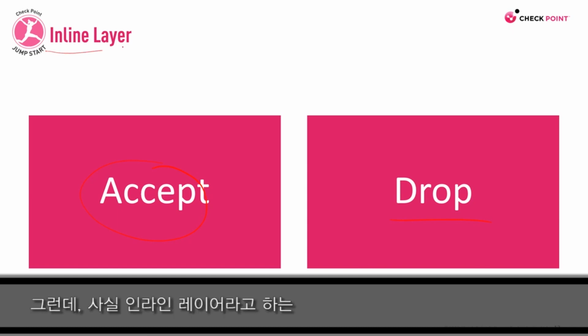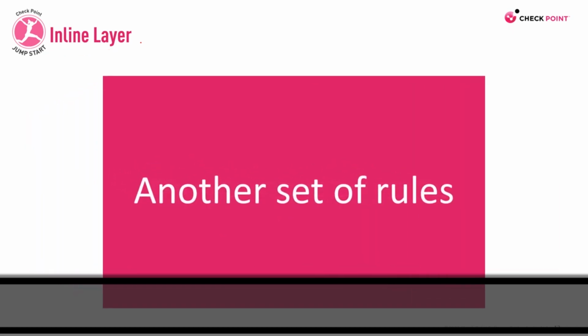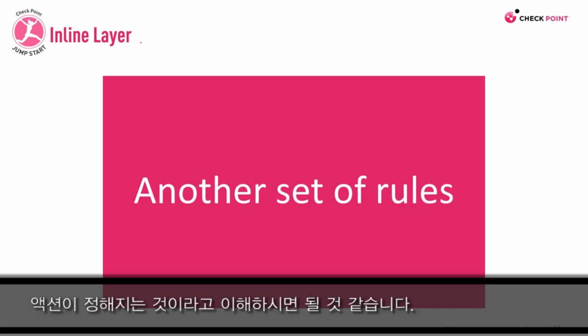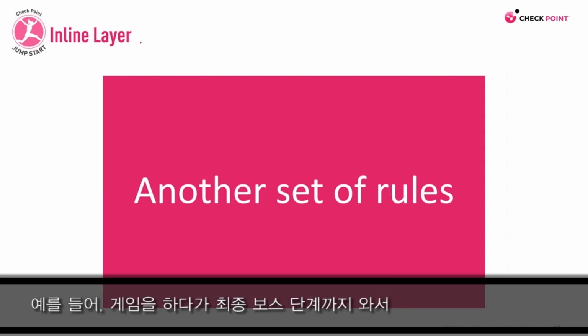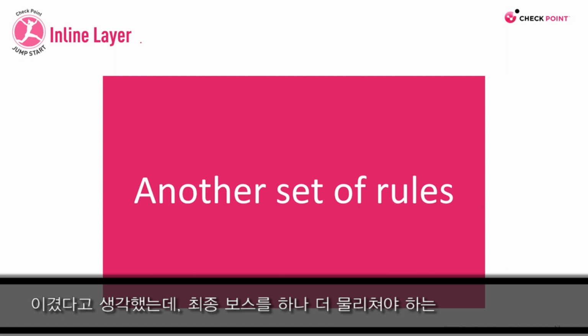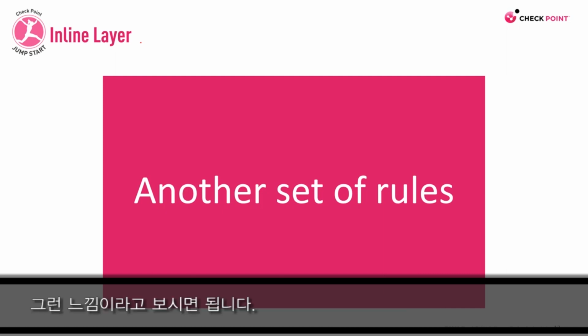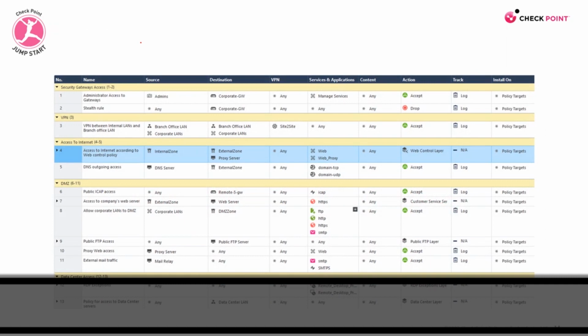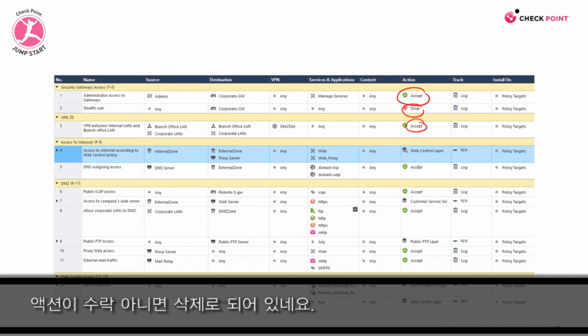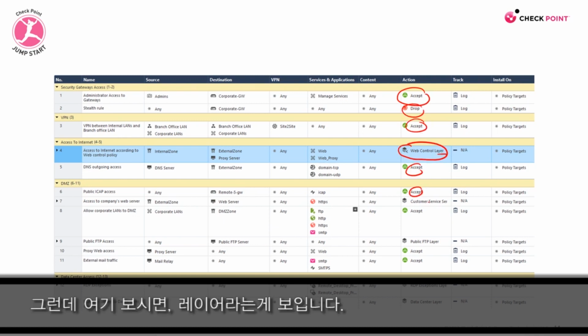There's a cool thing called an inline layer. An inline layer does something amazing, really. Instead of the action being accept or drop, the action is going to be another set of rules. It's just like when you're playing a game and you've reached the final boss and you think you've won, but then there's another boss and you have to win that boss as well. So you can see in this example how the actions are accept or drop, accept, accept. But in some cases, there's another layer.